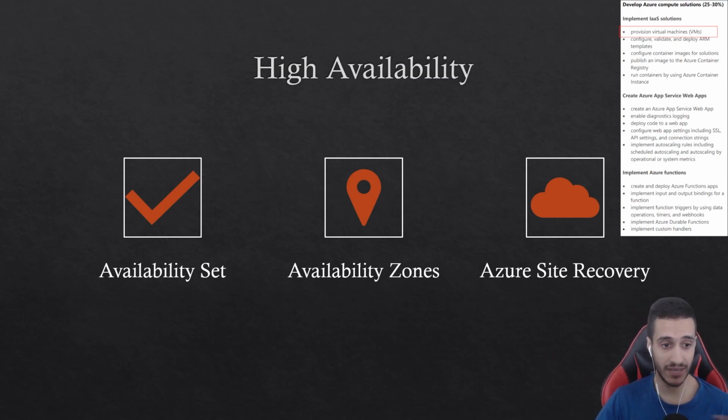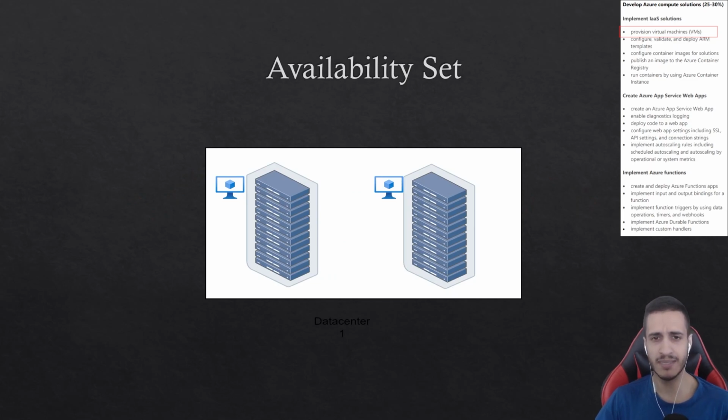So starting with the availability set, the availability set basically places your VM into different racks in the same data center. If there's a network failure in a specific rack, or if there's a hardware failure in a specific rack, your application will still be available because your VM is placed in different racks. So this is availability within a specific data center.